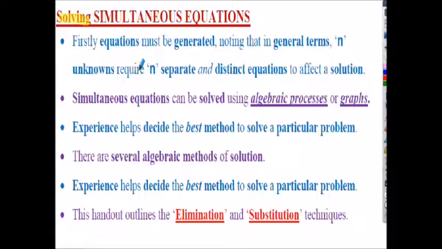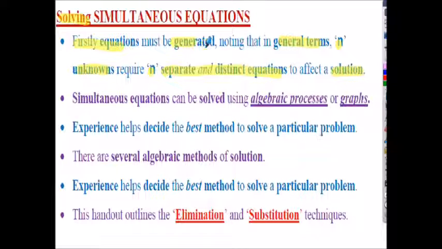Solving simultaneous equations. Firstly, equations must be generated, noting that in general terms n unknowns require n separate and distinct equations to find the solution. I've had a situation in industry where I was generating 4 equations for a particular wing structure and I couldn't solve these equations, and eventually realised that 2 of the equations were actually the same, they were just written in a different format. So you must have 4 distinct equations to solve for 4 unknowns.